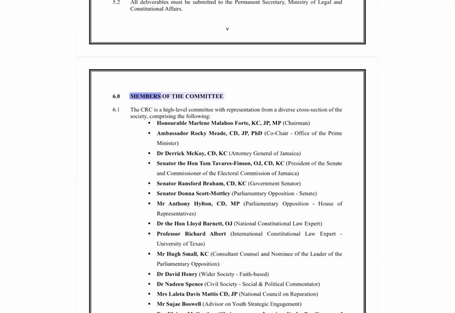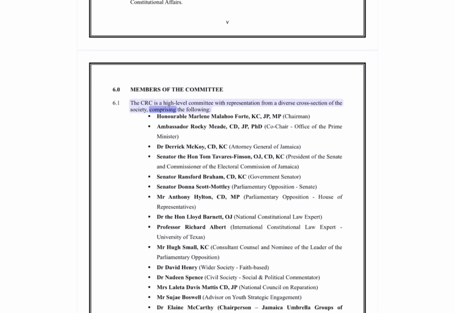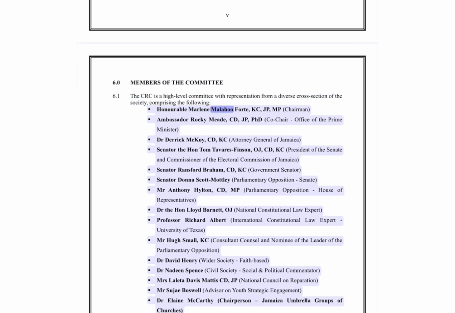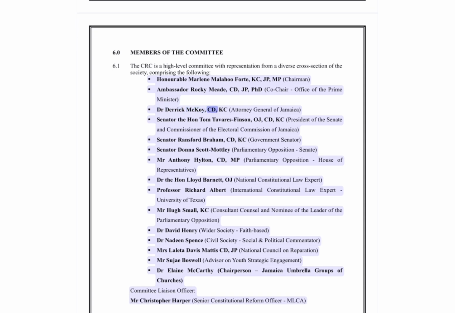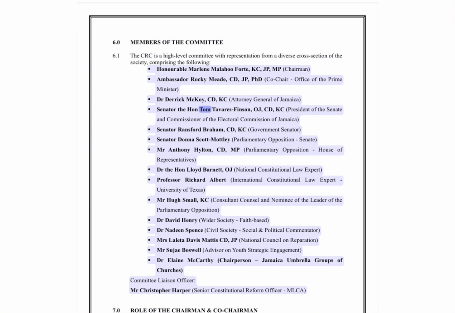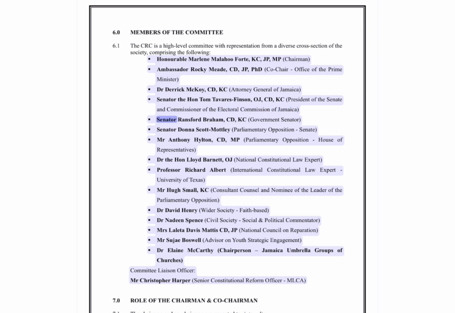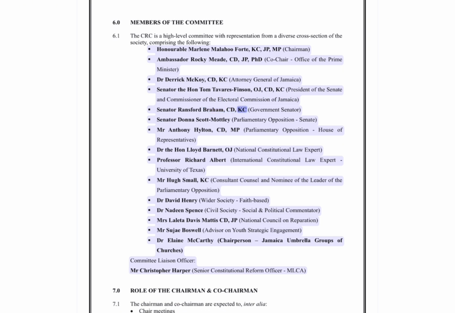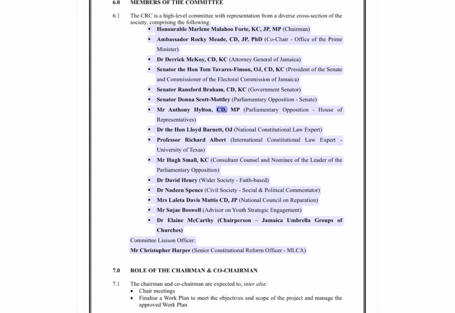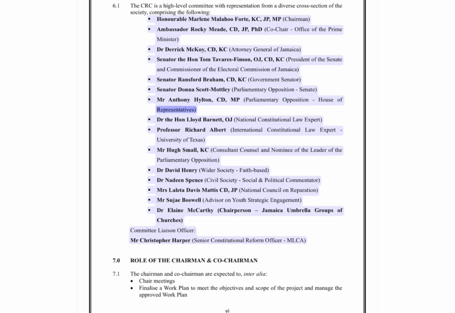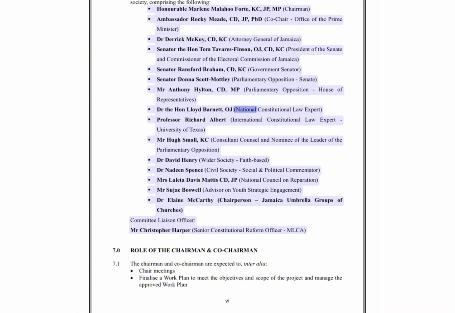6, 6.1 Members of the Committee. The CRC is a high-level committee with representation from a diverse cross-section of the society, comprising the following. Honorable Marlene Malahoo Forte, KC, JP, MP, Chairman; Ambassador Rocky Meade, CD, JP, PhD, Co-Chair, Office of the Prime Minister; Dr. Derek McCoy, CD, KC, Attorney General of Jamaica; Senator the Honorable Tom Tavares-Finson, OJ, CD, KC, President of the Senate and Commissioner of the Electoral Commission of Jamaica; Senator Ransford Braham, CD, KC, Government Senator; Senator Donna Scott-Mottley, Parliamentary Opposition Senate; Mr. Anthony Hylton, CD, MP, Parliamentary Opposition House of Representatives; Dr. the Honorable Lloyd Barnett, OJ, National Constitutional Law Expert.